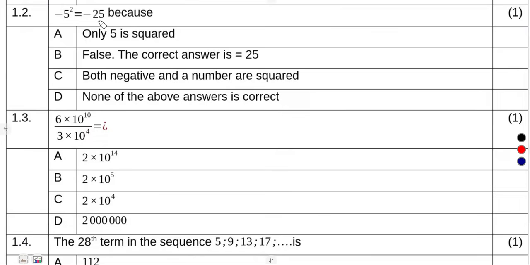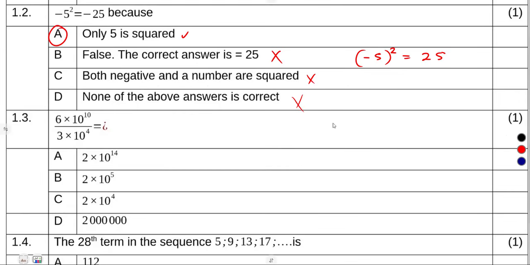All right, 1.2, you are given this. Minus 5 squared is equal to minus 25 because of what? It is 5 only which is being squared. That is what you have on A. This is the correct answer. This is false, the correct answer is 25. No, this is wrong. Negative 5 squared is the one that gives us a positive 25 when both the negative and the 5 are squared. No, this is wrong. It is only the 5.